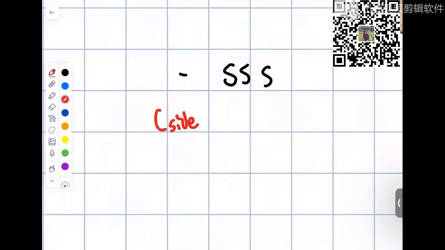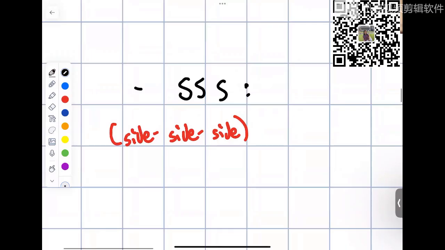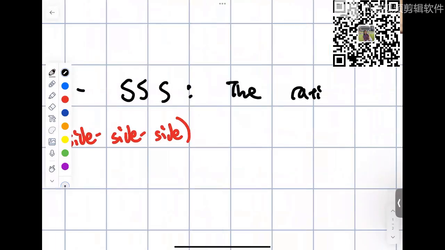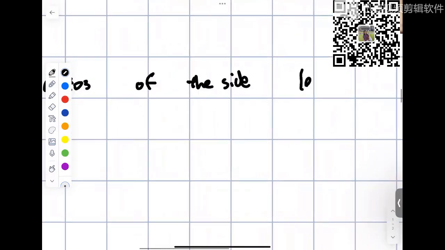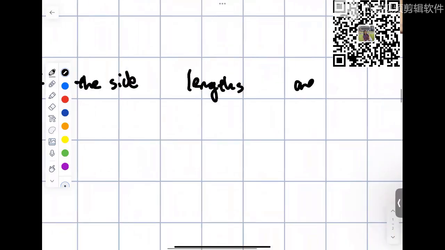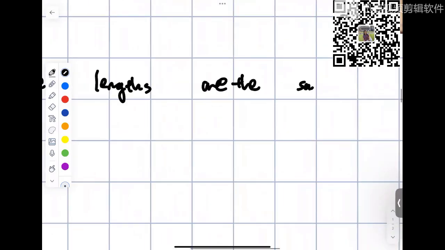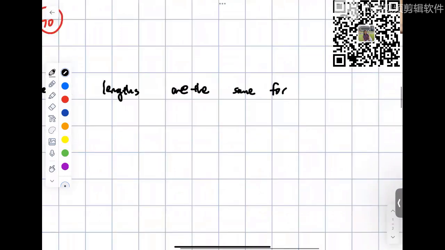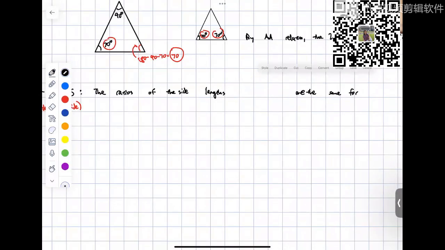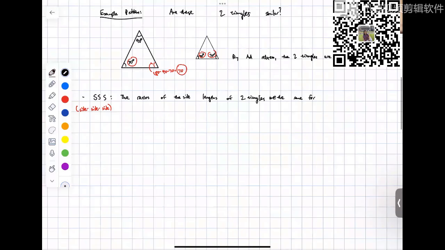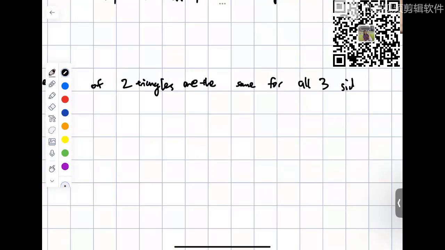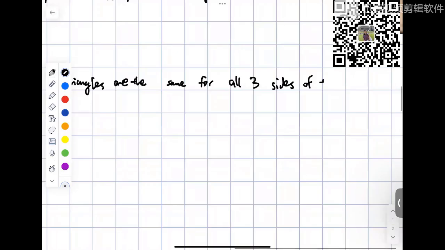SSS is side, side, side. And what this means is that the ratios of the side lengths are the same for all three sides of the two triangles.